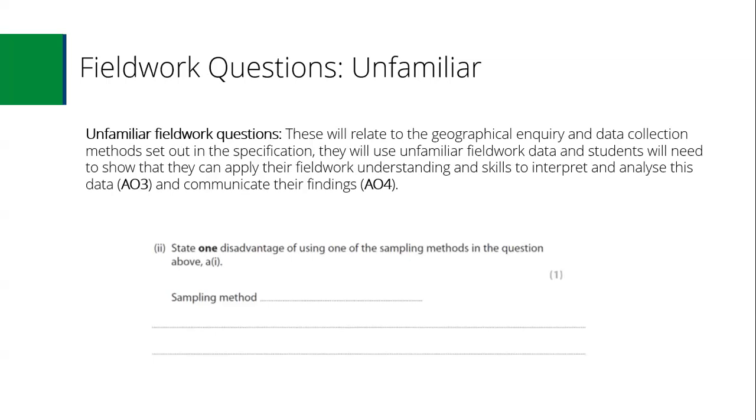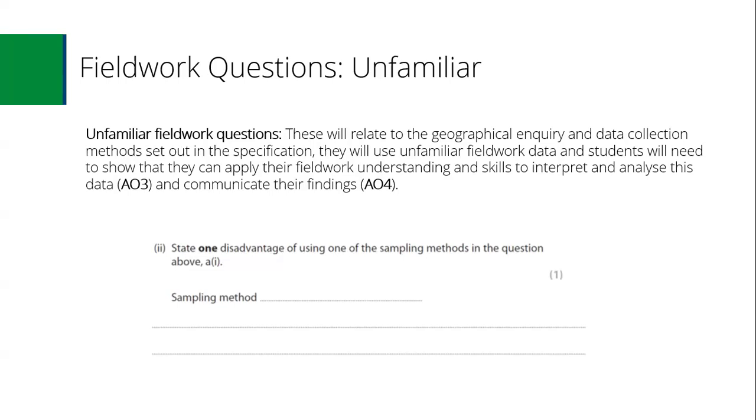In terms of that unfamiliar context, these will relate to the geographical inquiry data collection methods set out in the specification. They will use unfamiliar fieldwork data, and students will need to show that they can apply their fieldwork understanding and skills to interpret and analyze their data. These could be short answer questions about unfamiliar fieldwork data, for example, paper 1, question 4A, 4B on pages 21 to 23 of the SAMs, or they could be extended response questions, 8 marks about unfamiliar fieldwork data. Again, question 6E on page 100 of the SAMs.